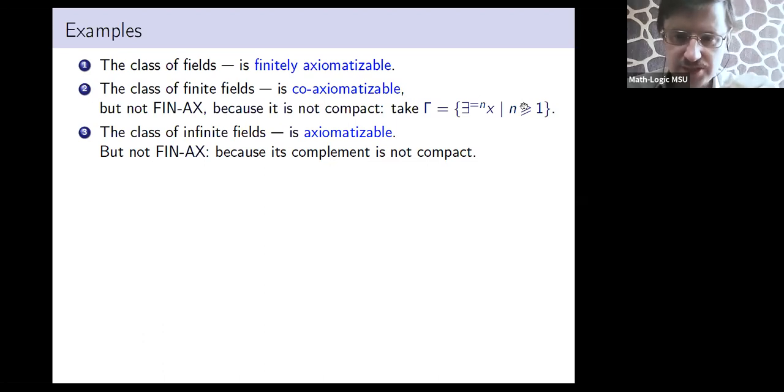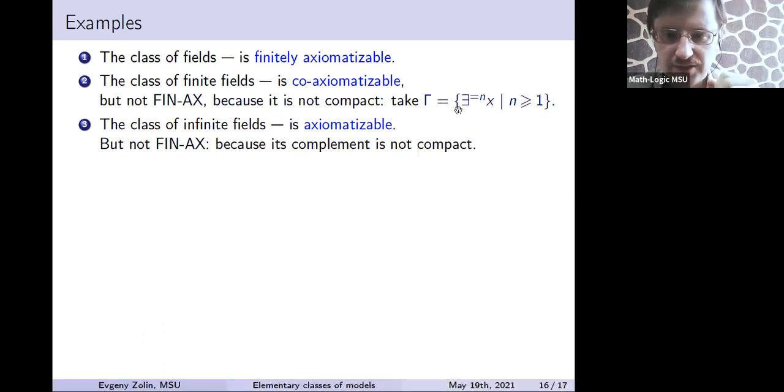So we can simply take this set of formulas and also add the axioms of fields. Then every finite subset of our formulas is satisfiable in the complement. So it is satisfiable in some finite field. But the whole set of formulas is not satisfiable in the complement, because it will be some infinite field. So it will belong to our class, not to the complement.